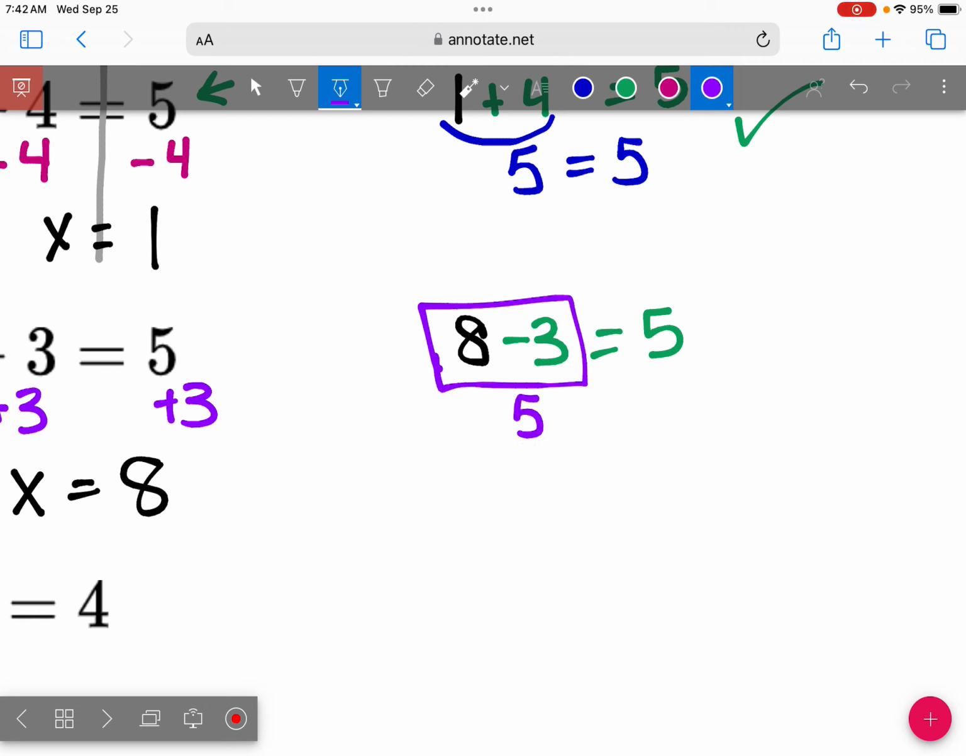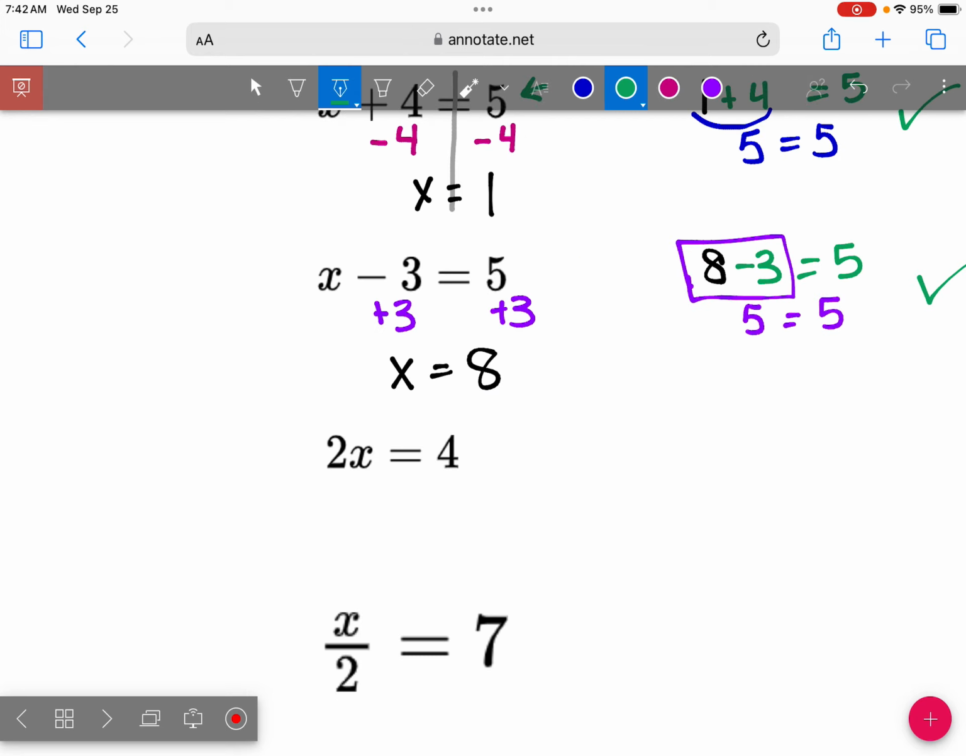So 8 minus 3 is indeed 5, which does equal 5. So we checked it. We're good there. The check doesn't have to be a super long process. For the most part, with a check, we're going to type it in the calculator. But it's important that we think about it, and so I'm going to write it down for quite a while. All right, next one.